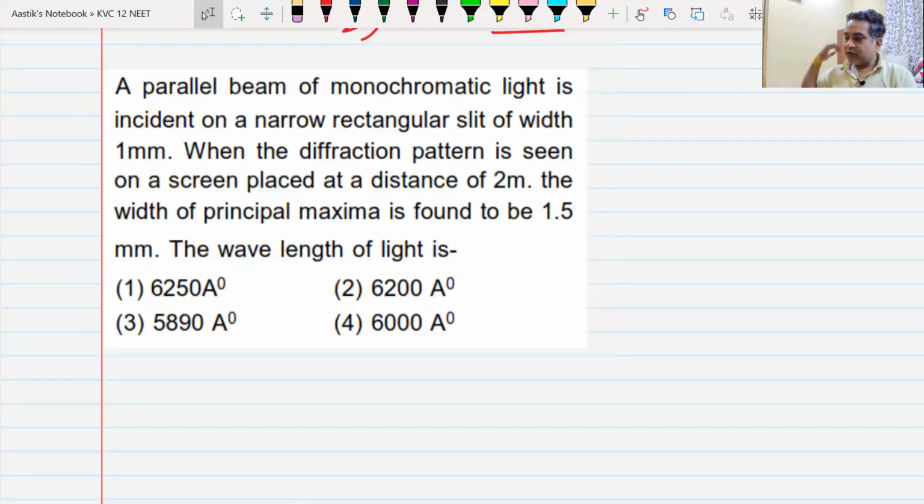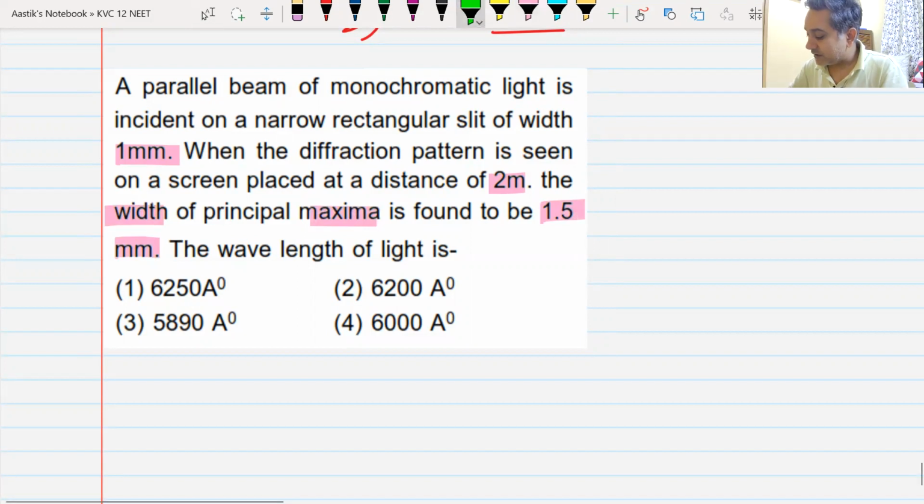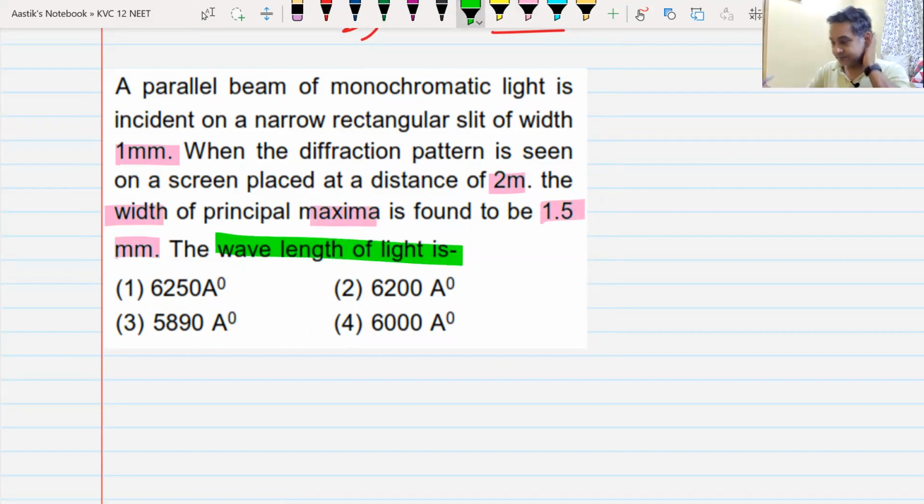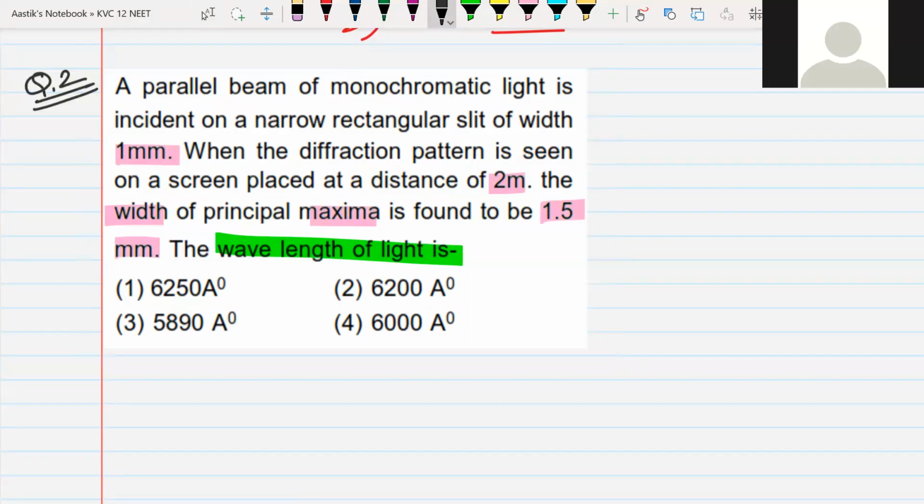A parallel beam of monochromatic light is incident on a narrow rectangular slit of 1 mm width. Diffraction pattern is seen on a screen at a distance of 2 meters. The width of the central maxima is found to be 1.5 mm. What is the wavelength of the light that is used? I'll give you 2 minutes to do this.